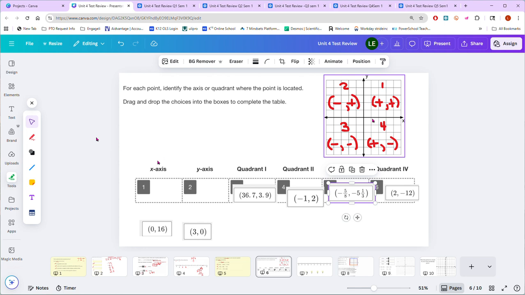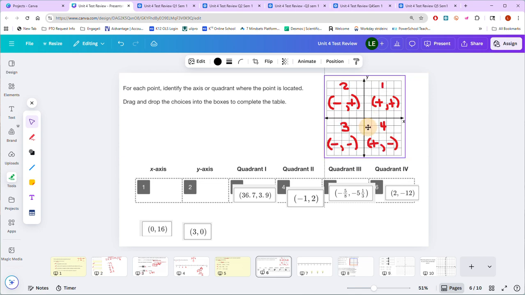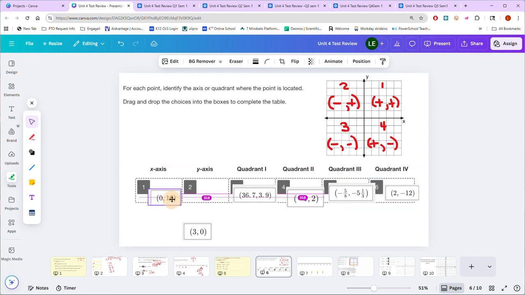So when I look at my origin, it's 0. And for the 0, 16, I don't move the x anywhere, but I would go up 16. So my point would be along the y-axis. So I don't go left to right, I just go up. So anytime you have 0 and a number, it's going to be on the y-axis.